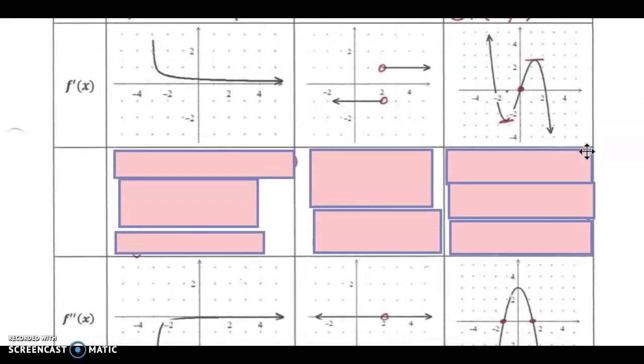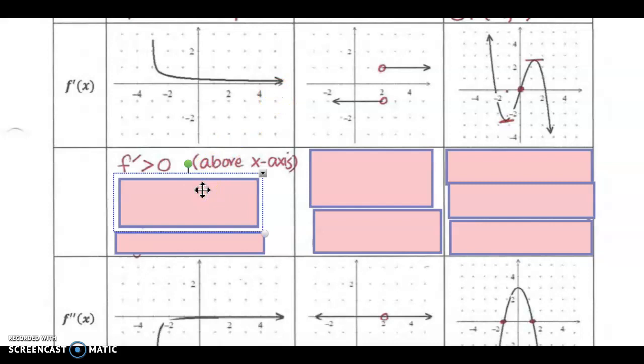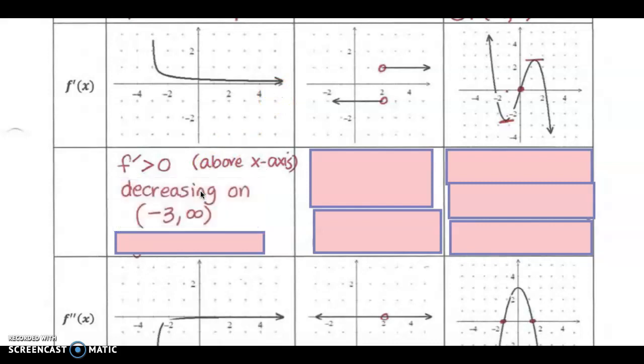All right, so these are the derivatives of those graphs. So the first one, we can see that now it's all above the x-axis. So the derivative is greater than 0, it's positive, it's above the x-axis. We can also see that it's decreasing now on all the intervals from -3 to infinity. And then instead of having positive slopes, this one only has negative slopes. So you can see that at any point, if you drew a tangent line at any point on this graph, they would have a negative slope.